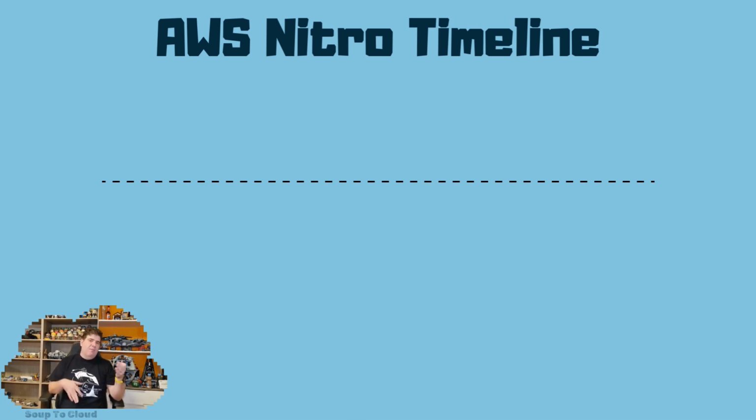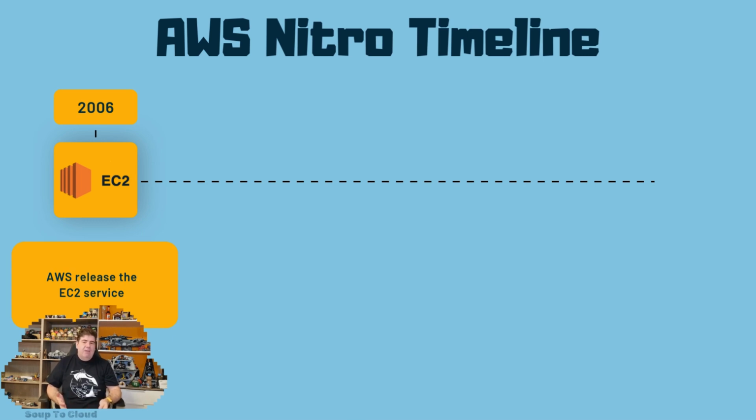And that is the reason AWS launched Nitro. Let's talk about the Nitro timeline. In 2006, AWS launched EC2. EC2 is a very good service, one of the first services of AWS. It's not the first, it's the third or fourth, I don't remember very well, but it's a very good service with a very good history.